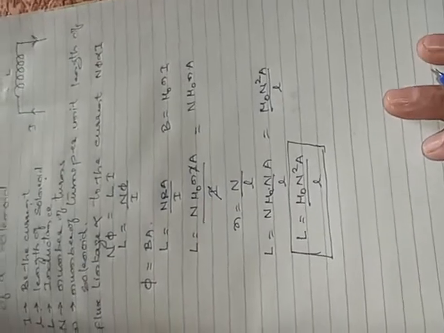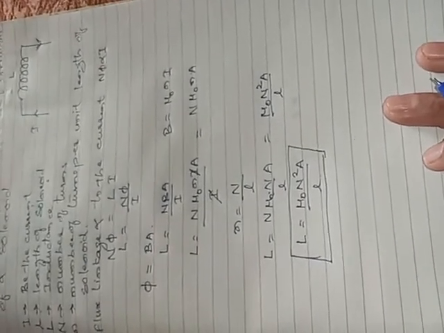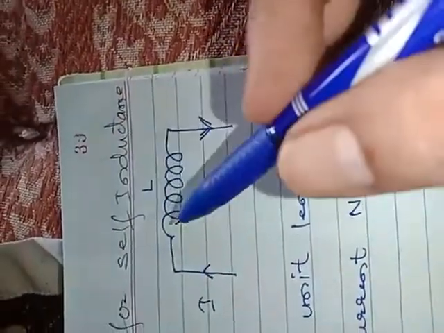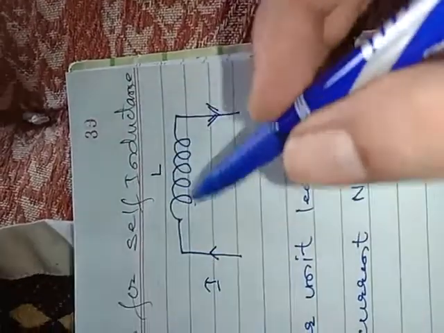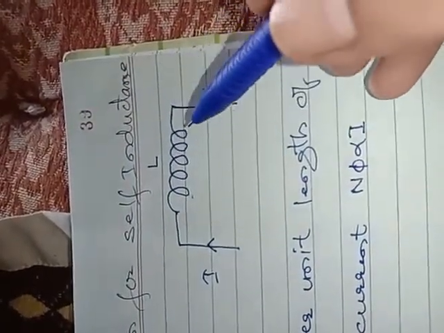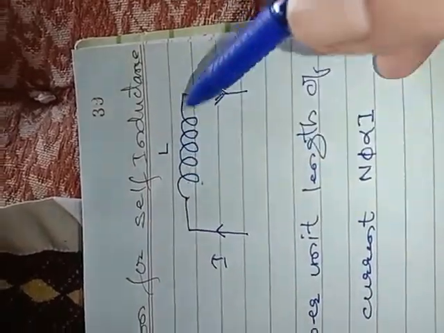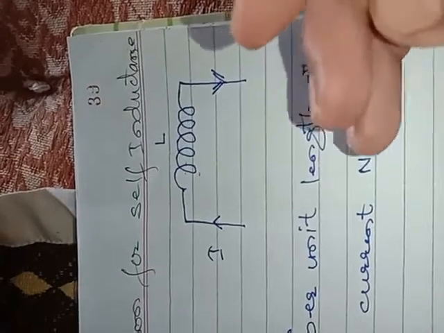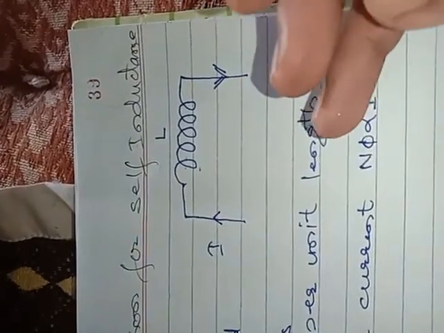So L will be equal to mu naught N square A by l. So this is the inductance of a solenoid. But suppose inside this solenoid you keep some material, so what will happen? The inductance will increase. तो सपोज हमने आयरन रॉड, सॉफ्ट आयरन रॉड रख दिया इसके बीच में, तो क्या होगा? This inductance will be increased.